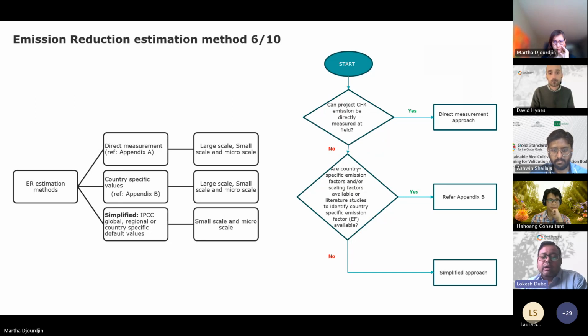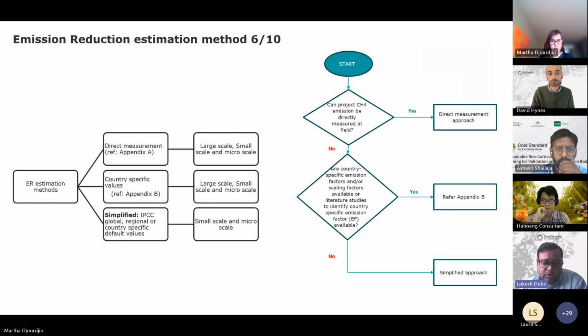It is not mandatory to apply direct measurement though. So in theory, a micro scale project, if they have the capacity and they want to go for a direct measurement, they are always welcome to do so. And again the same, all kind of projects, large scale, small and micro scales, they can also go for country specific values which are guided by the Appendix B of this methodology if they don't have the capacity to do the direct measurement.